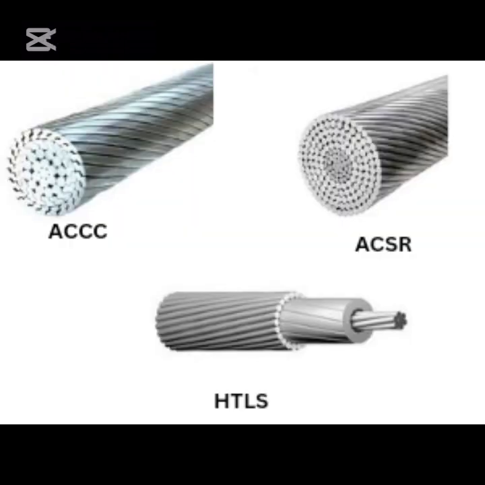5. Upgrading to higher strength conductors. Upgrading to higher strength conductors, such as ACSR, aluminum conductor steel reinforced, or ACSS, aluminum conductor steel supported, can provide increased tensile strength and reduced sag.